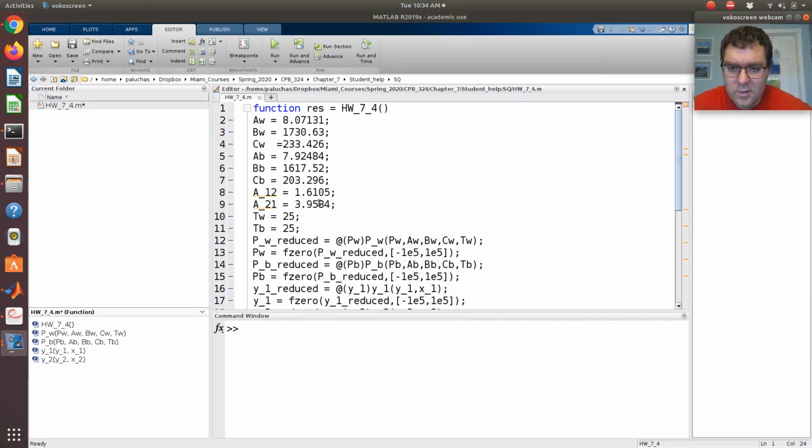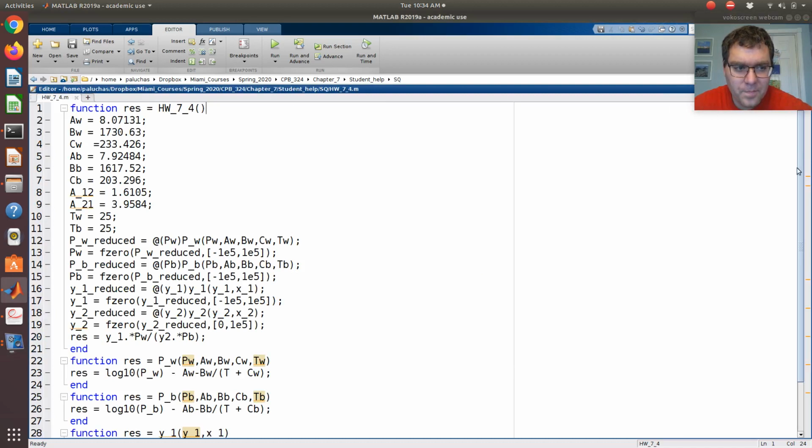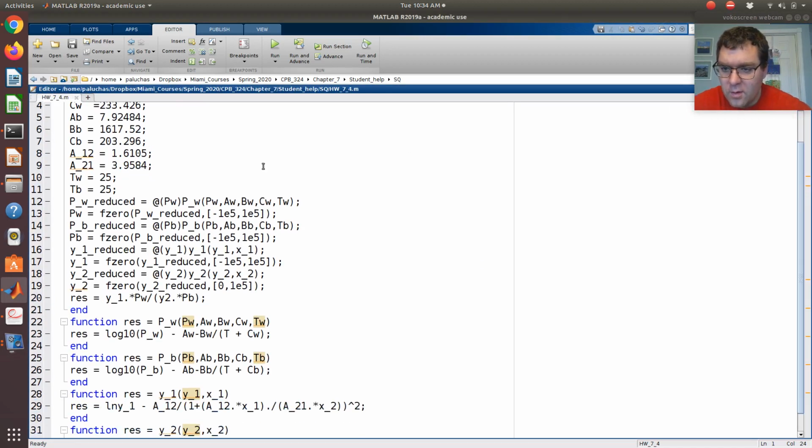Here's my constants for my Van Laar equation. There's my temperature. That's good. And then what it looks like I'm doing here, okay, let's try and maximize this so it becomes easier to see. What I'm trying to do here, it looks like, is I have an error function for my two Antoine equations, log base 10. My pressure is equal to A minus B over T plus C. And then I'm using F0 to solve for P.